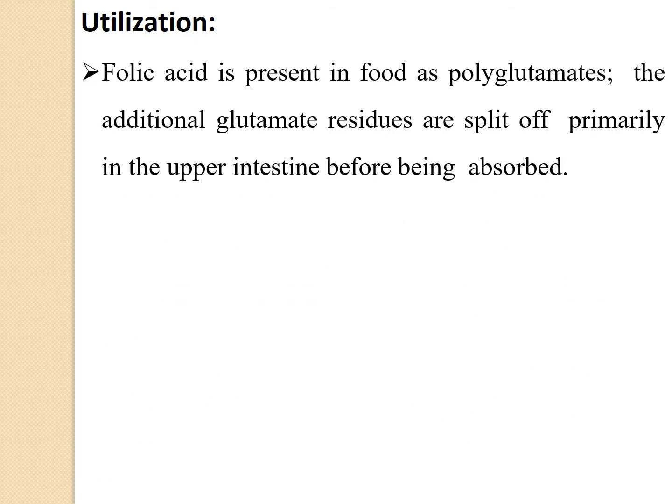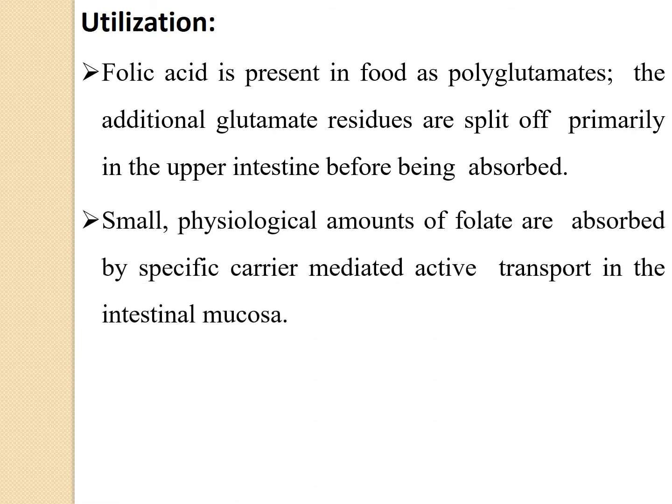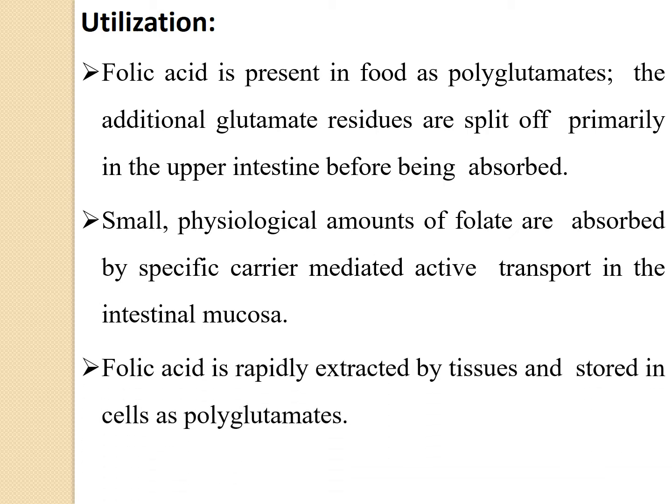Now, let us discuss the utilization of folic acid. Folic acid is present in food as polyglutamates. The additional glutamate residues are split off primarily in the upper intestine before being absorbed. Small physiological amounts of folate are absorbed by specific carrier-mediated active transport in the intestinal mucosa, and folic acid is rapidly extracted by tissue and stored in the cell as polyglutamates.